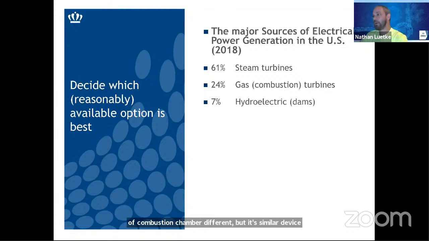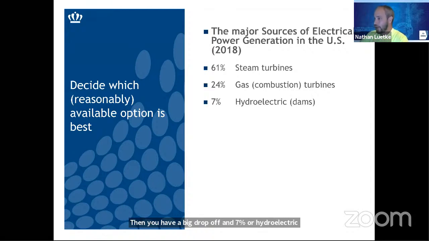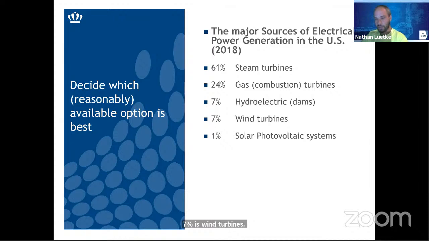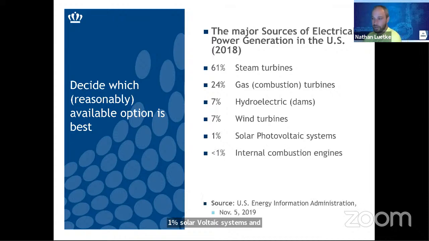Then you have a big drop off. 7% are hydroelectric dams. Those are great in areas where you have a place you can build a dam, but that's limited by geographic location. You've got to have a lot of water, and a place where you can dam it up and then drop it down so you can get that power produced through the hydroelectric turbines. 7% is wind turbines. 1% is solar photovoltaic systems. And less than 1% are internal combustion engines.